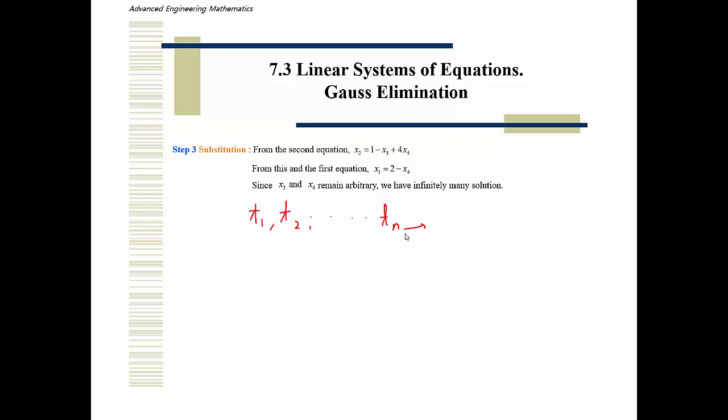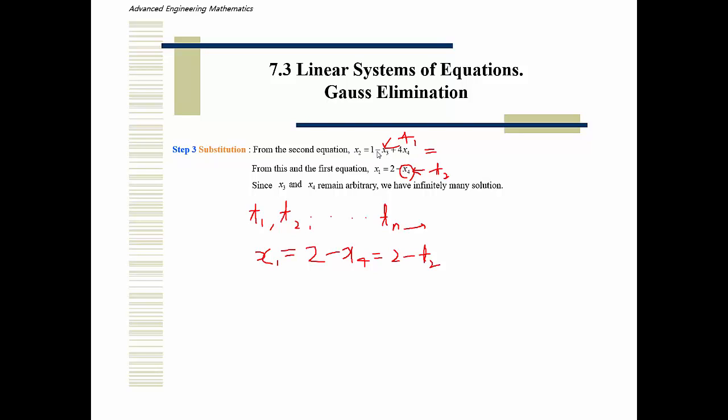In this example, we may thus write x1 is 2 minus x4, equal to 2 minus t2. So here we can input t2 to determine the solution. How about here? Just t1.